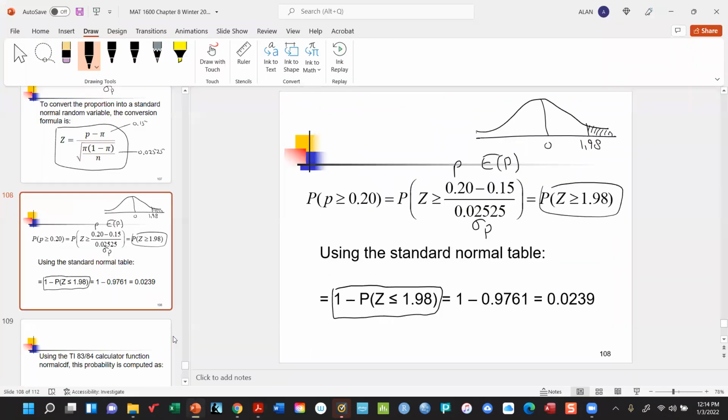0.9761. When you subtract that, the part we don't want, 0.9761 is on the table. The shaded area, which is what we want, is 1 minus that, or 0.0239. All right, that's our final answer. So it's not likely, given that the average is 15% in the entire country, the likelihood of it being more than 20% in any given area is only about 2.39%. So it's not likely. It's not impossible, but it's not likely.